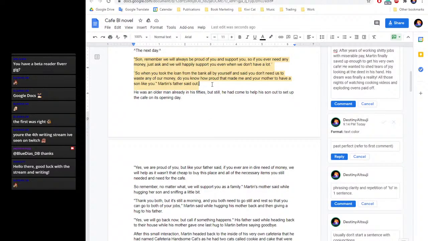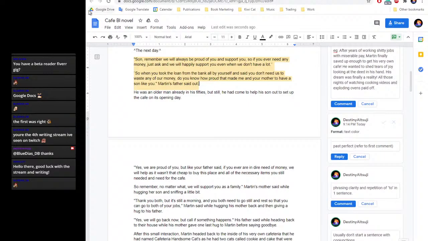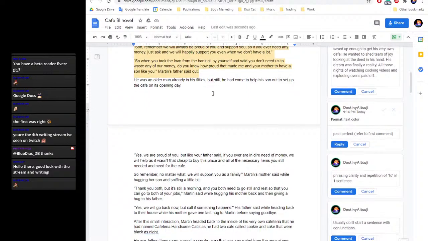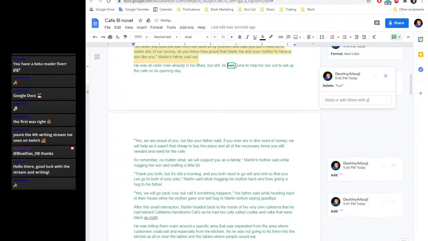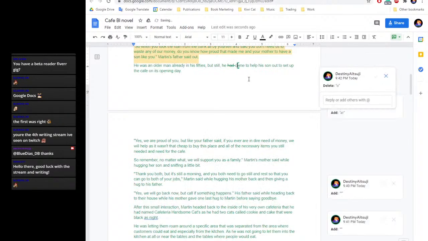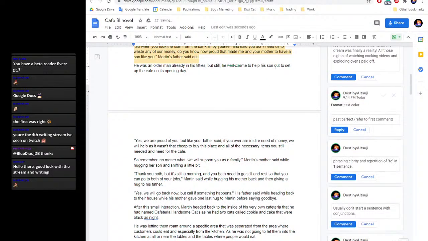So there's something missing over here. I couldn't relate to this because I couldn't see what happened. There is no build up to this. It came so suddenly. I had no time to actually sink myself into the scene. So he was an older man already in his 50s, but still he had come to help his son set up the cafe on its opening day.